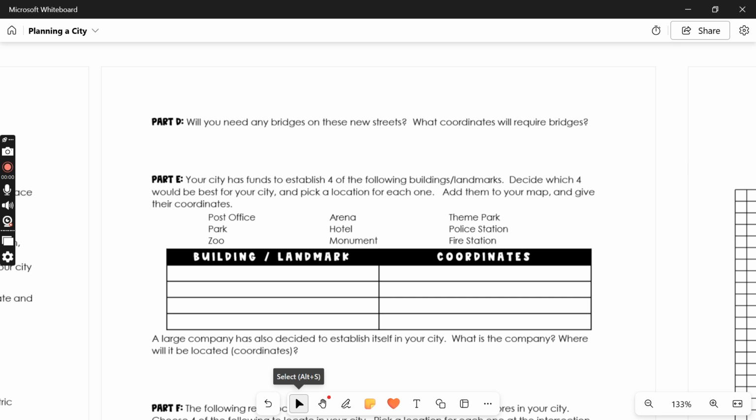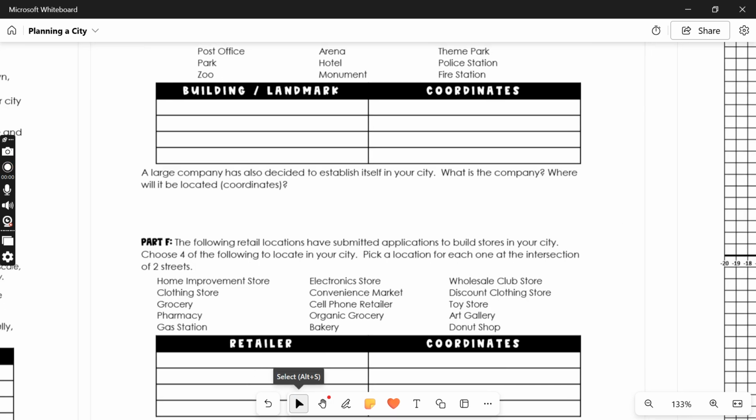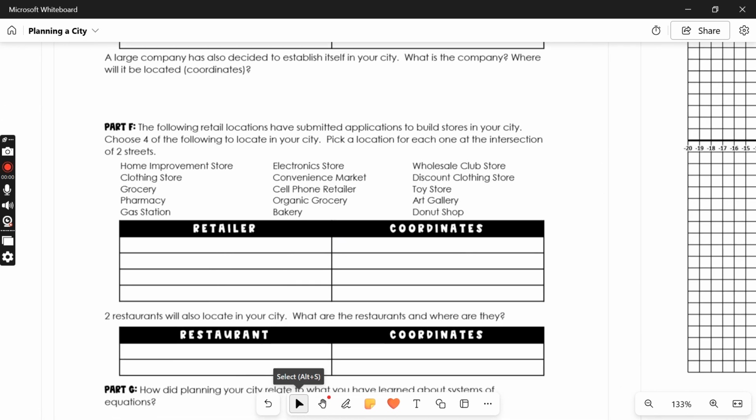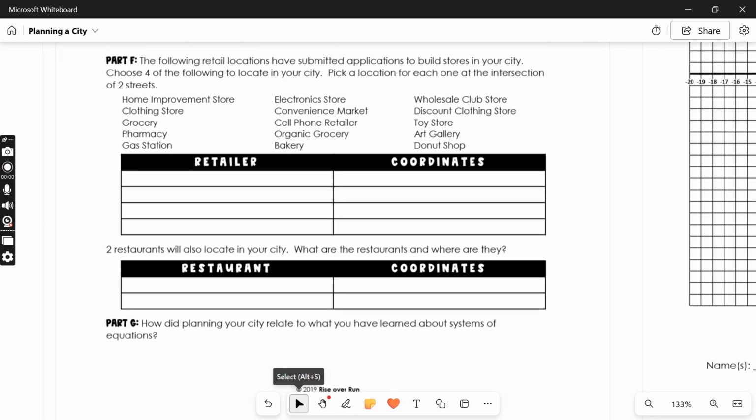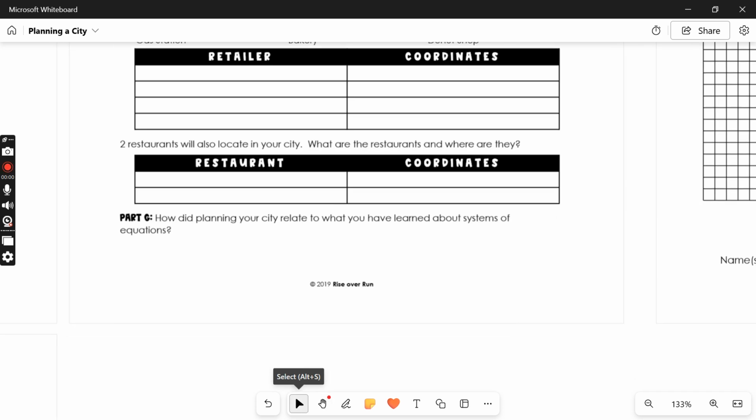And then you're going to get to add other things. You're going to get to pick from some buildings or landmarks and make sure you put where they're located. You're going to get to add a company of your choice. Then you're going to get to choose 4 other kinds of stores, some restaurants, and then other information like that. Now, you want to make sure that you do this nice and neat.